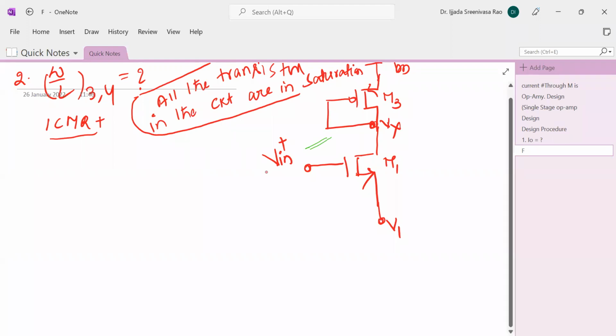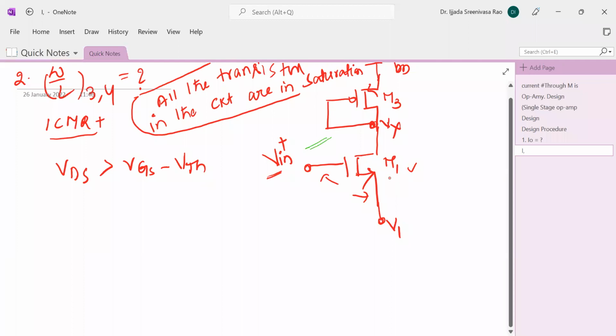When it comes to the ICMR, input common mode range, what is the maximum value, the limit of the maximum? Suppose the ICMR is applied to the gate of this M1 transistor, then one condition should be satisfied: VDS should be greater than VGS minus VTH. This is the saturation condition. If you take the M1 device, Vx is the VDS of M1, this voltage is VGS, and VTH is this device's threshold voltage. If this condition is true, then device M1 is in saturation, and M3 is also in saturation.